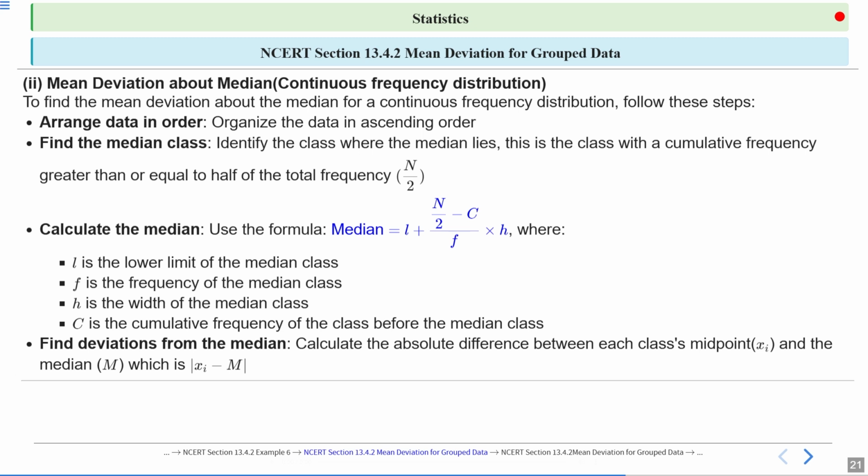After finding the median, we calculate the deviations. So for each class, we find the midpoint, which is the average of the lower and upper class limits. Then we find the absolute differences between each midpoint and the median m, written as mod of xi minus m.